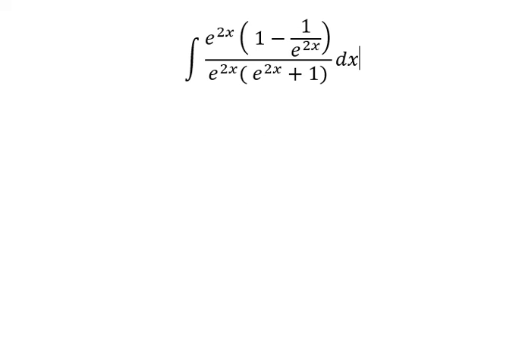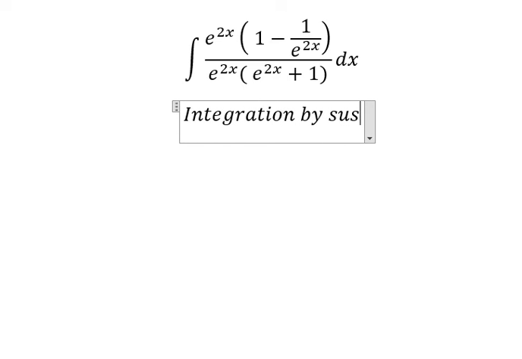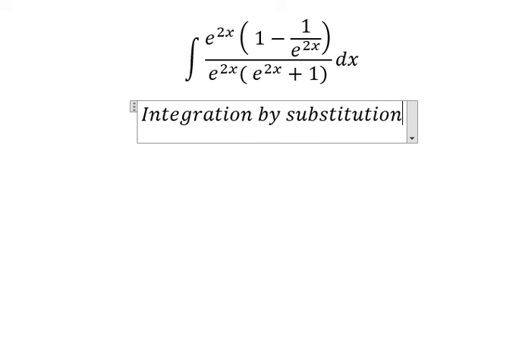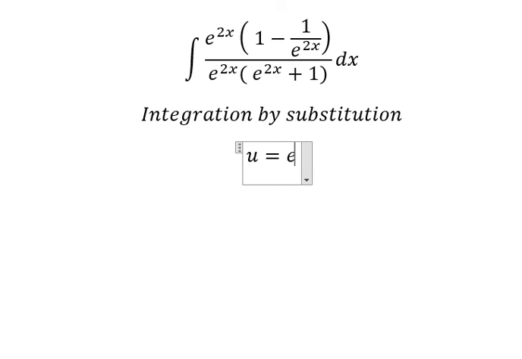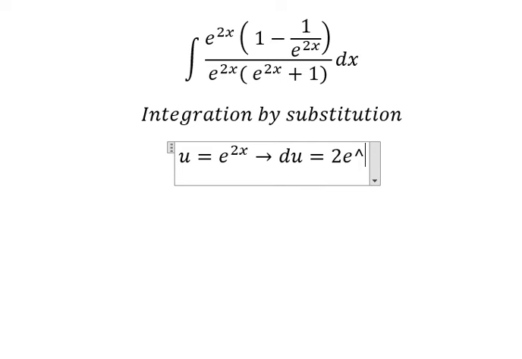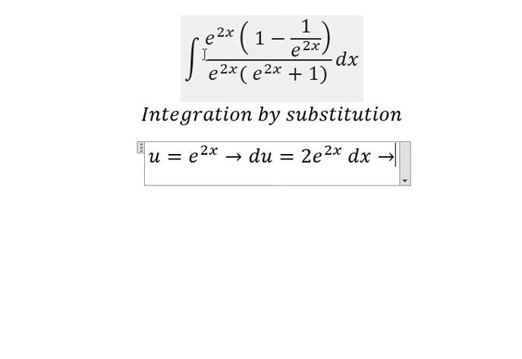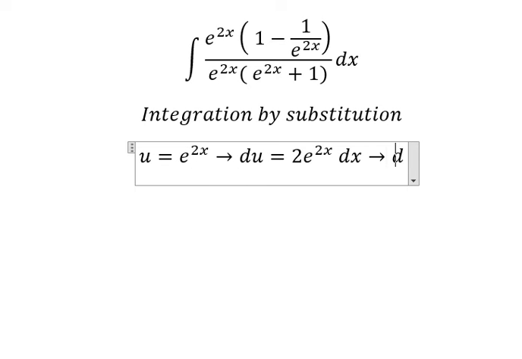Next, I will put u, that's about integration by substitution. So I will put u equals e to the power of 2x. So we need to do first the derivative for both sides, and we have 2e to the power of 2x dx. Because we don't have number 2 in here, we divide both sides by number 2.